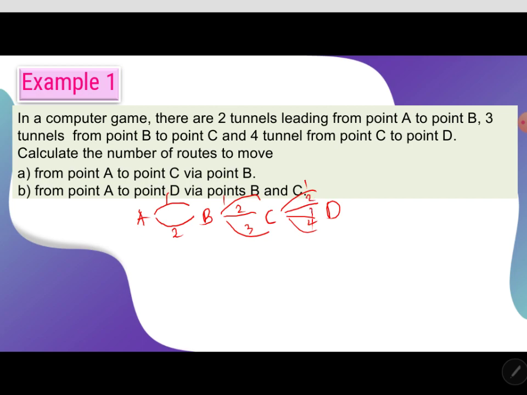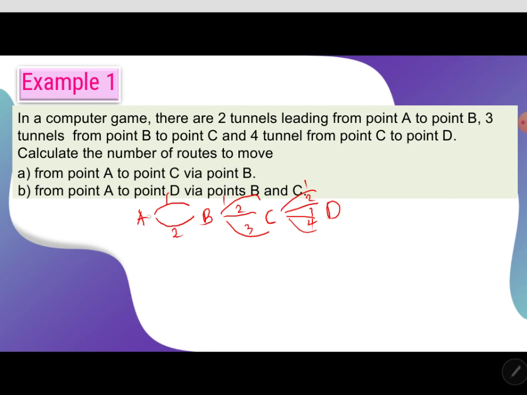How many ways can we go to calculate the number of routes to move from point A to point C via point B? We either take route 1 from A to B, and then route 1 from B to C. So that is the first way. The second way is A to B using tunnel 1, and then B to C using tunnel 2. So that is the second way.